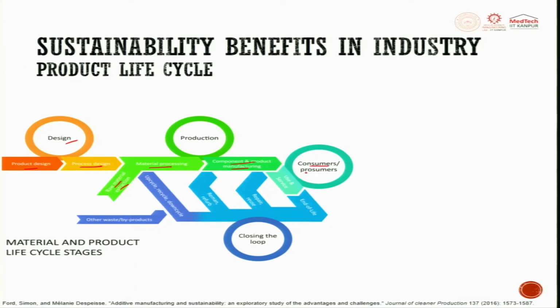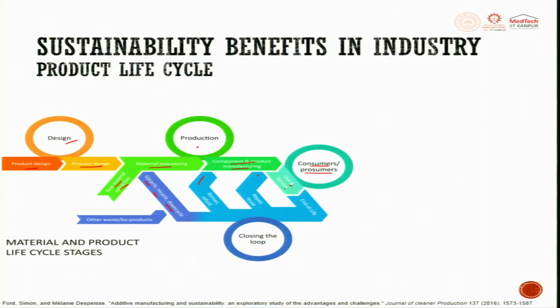Then we have the consumers or prosumers who use and service the product. Then end of life, and it is a closed loop always. Repair and reuse through the consumer itself, or remanufacturing or refurbishment through the manufacturer, or sometimes recycling, that is upcycle, recycle or downcycle the systems from the material processing itself.